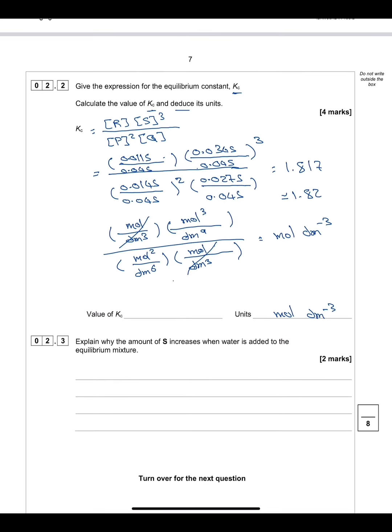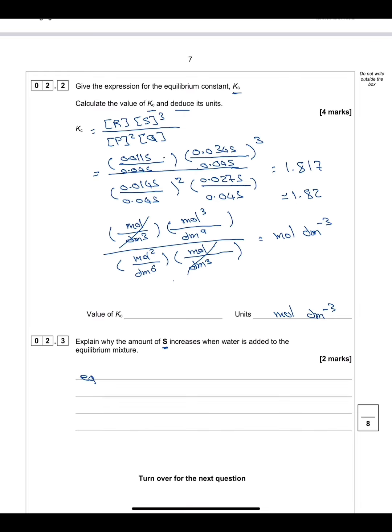And the final question asks you to explain why the amount of S, which is one of the products, will increase when water is added to the equilibrium mixture. So when the water is added to the equilibrium mixture, the concentration of all of the reactants and products will decrease. And so the equilibrium will shift to the side which has the higher number of moles. When you look at the reaction, you're going to find there are 3 moles for the reactants, and in total 4 moles for the products. So equilibrium will shift towards the products, which means the amount of S and also R will increase.